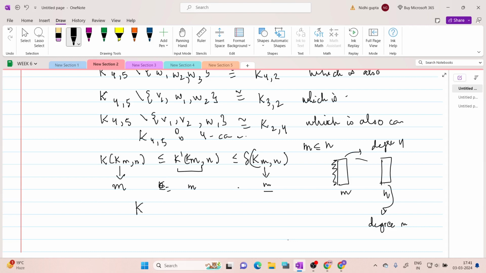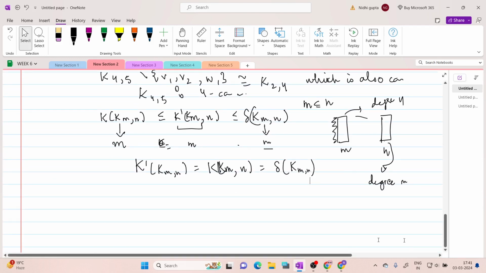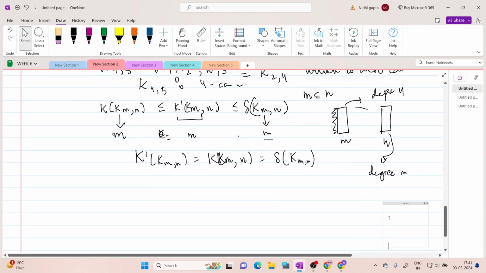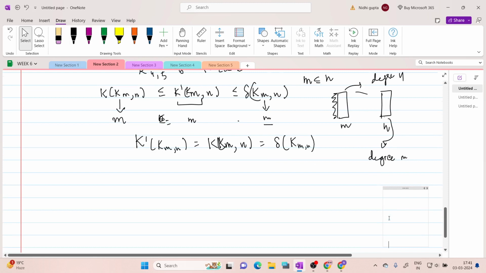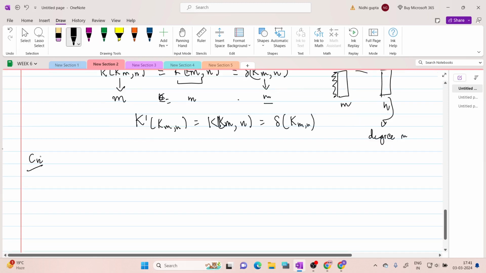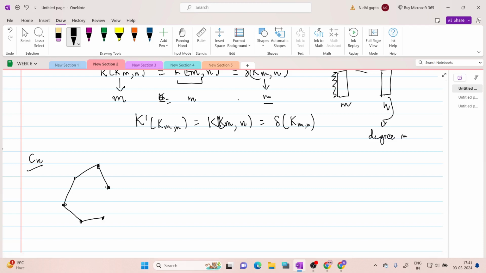So in this case also we get that vertex connectivity is equal to edge connectivity, which is equal to the minimum degree. Now the last example in this scenario is Cn. Cn is a cycle. So now what do you think about Cn? If we have a cycle on n vertices, that is n is greater than or equal to 3, what is the vertex connectivity?